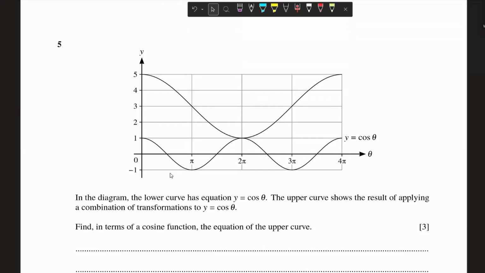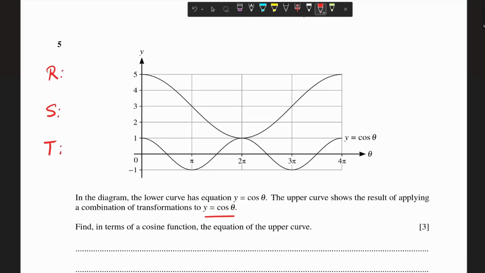The upper curve shows the result of applying a combination of transformations to y equals cosine of theta. Find, in terms of cosine, the equation of the upper curve. Right, so we have a series of transformations mapping two graphs. We're going to use the reflect, stretch, and translate method I taught you earlier.